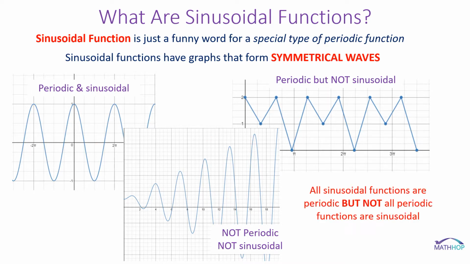So, all sinusoidal functions are periodic, right? Because a sinusoidal function is a special type of periodic function. But not all periodic functions are sinusoidal. Just because you're periodic does not mean you are a sinusoidal function. All right, that's enough of that word. It'll only come up a few more times today, I promise. But when you think sinusoidal, think sine and cosine, because they are symmetrical waves.